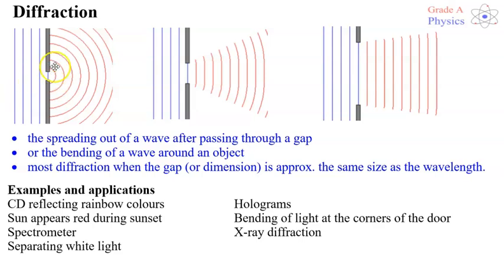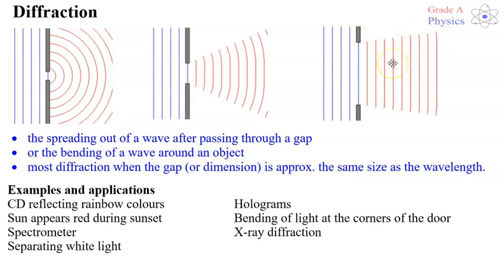So we get this maximum effect of diffraction, as shown here, when the wavelength is approximately the same size as the gap that the waves are passing through. If we increase the size of the gap, we get a reduced amount of diffraction. So we still get diffraction, but it's not quite as much. And then the bigger the gap, well, it starts to almost diminish to zero. Most of the wave just goes through unchanged. We get a little bit of diffraction at the end.